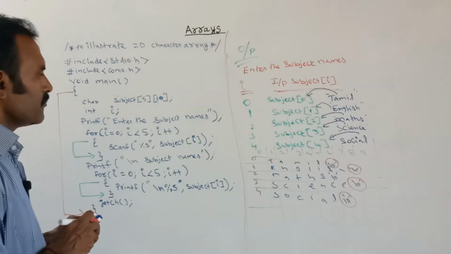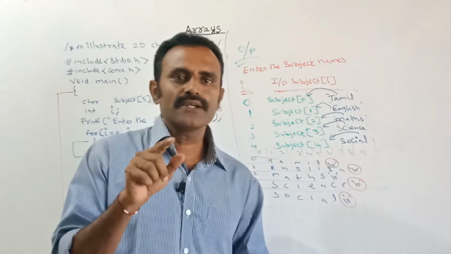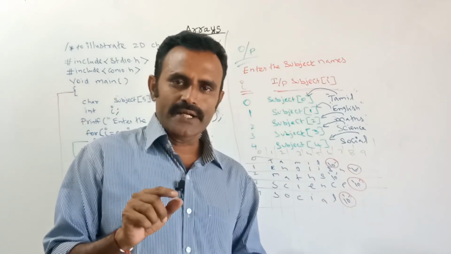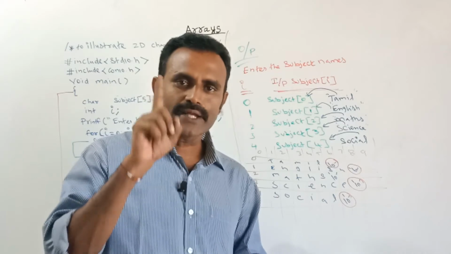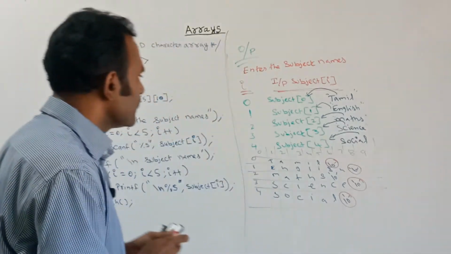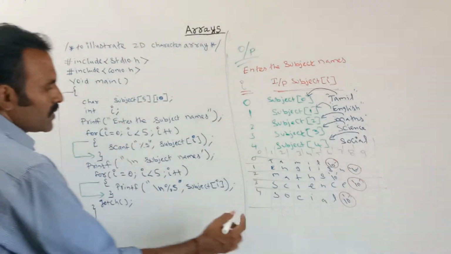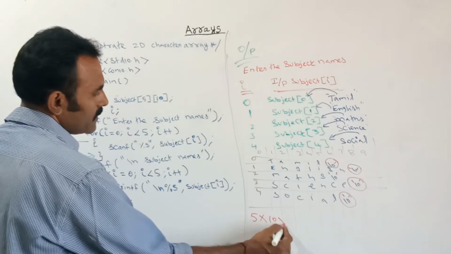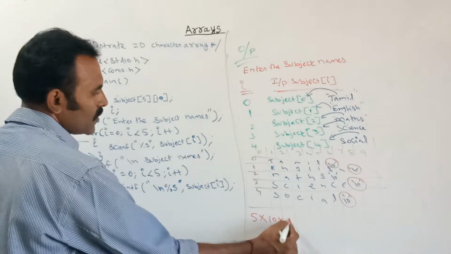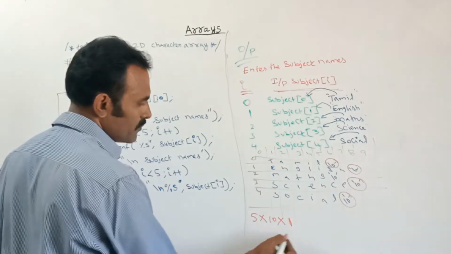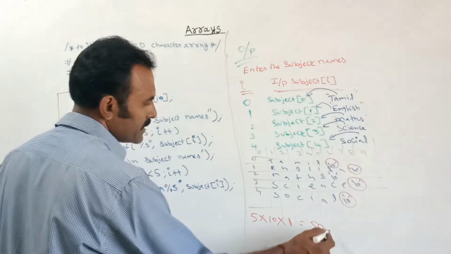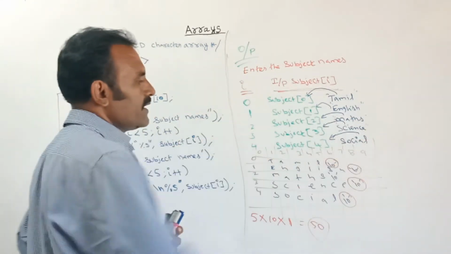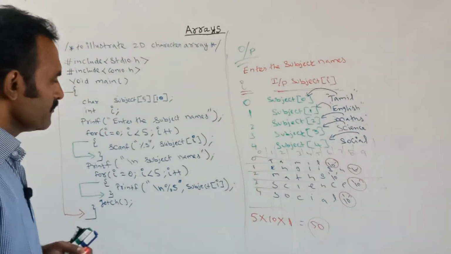See, totally how many bytes does it occupy? By default, what is the default size of the character data type? The default size of the character data type is 1 byte. So here in this two-dimensional array, totally 5 into 10 into size, here 1 byte for each and every character. So totally 50 bytes. 50 bytes were allocated. In that 50 bytes this data was stored inside the memory.